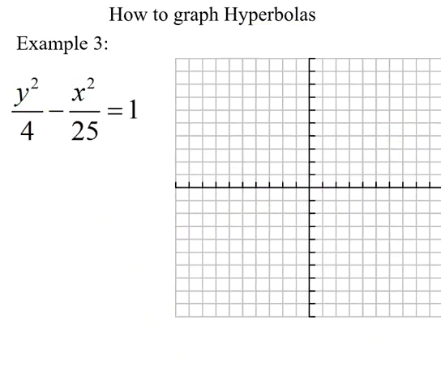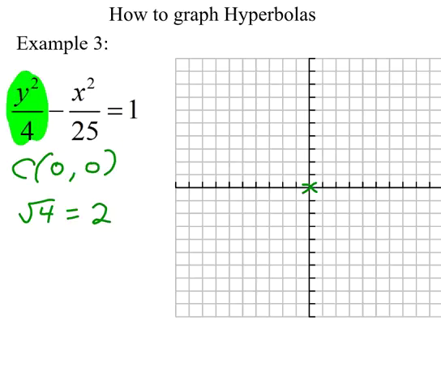Here in example 3, we've got y squared over 4 minus x squared over 25 is equal to 1. So first thing is the center. Our center is at 0, 0. Then we want to know how far we're going to head. Square root of 4 is 2. Now, notice though, this 4 is with the y squared. So now, even though it was the first value, I'm going to head 2 up and down.